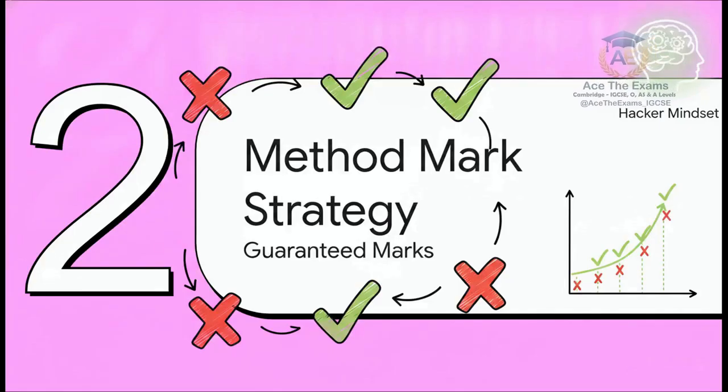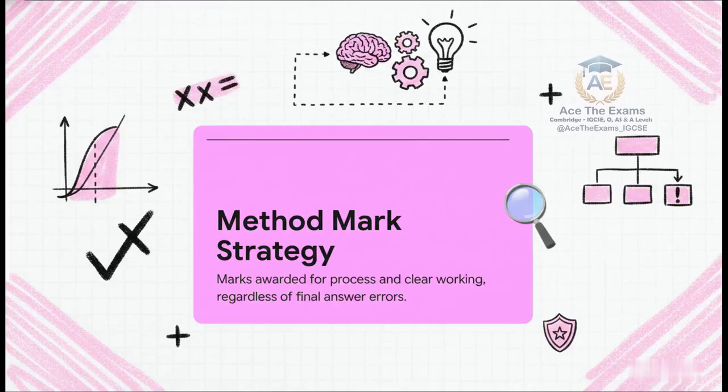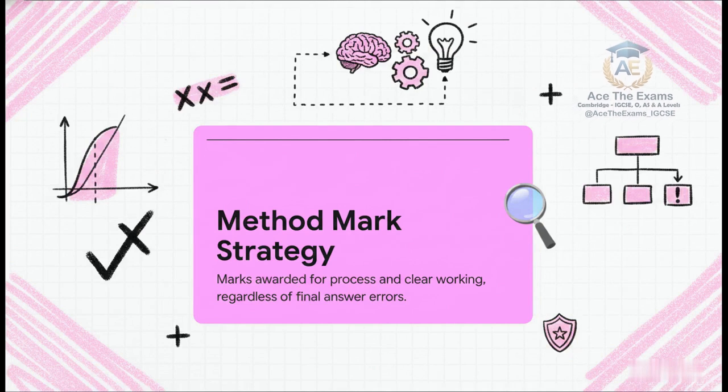Moving right along to Section 2, the method mark strategy. Let's see how Alex and Sam can finally start transforming those harsh red pen marks into green check marks. This brilliantly illustrates our core hacker mindset. The method mark strategy is all about earning guaranteed marks for demonstrating the correct problem-solving process and clear working, regardless of final answer errors. It is literally an insurance policy for your grade.